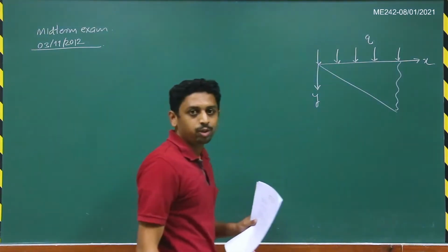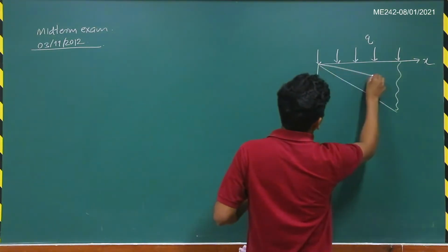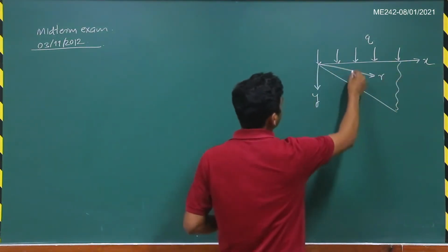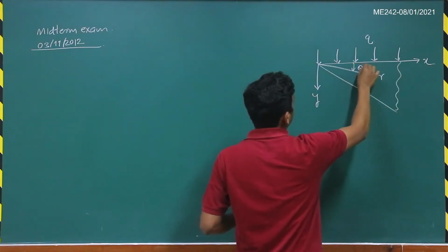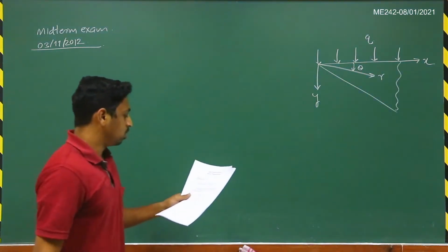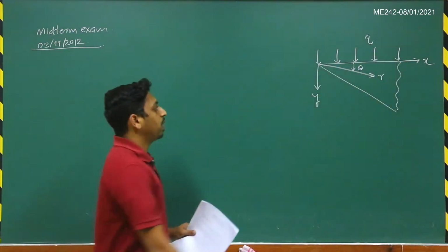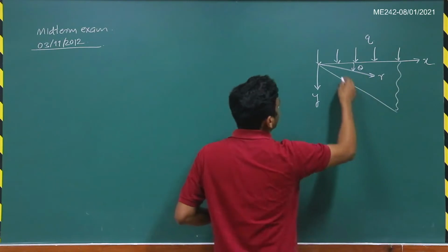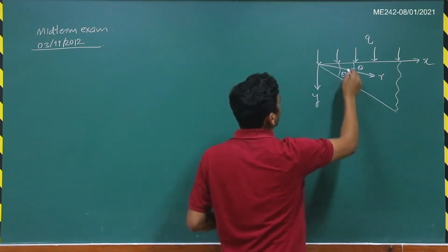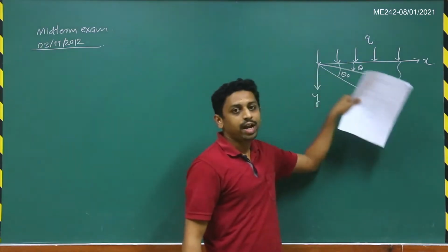So we'll be using a polar coordinate system. So this represents the radial direction and theta is measured from the x-axis. On this edge we have pressure loading which is uniform, and the other edge is at angle theta naught. So this edge is basically traction free.